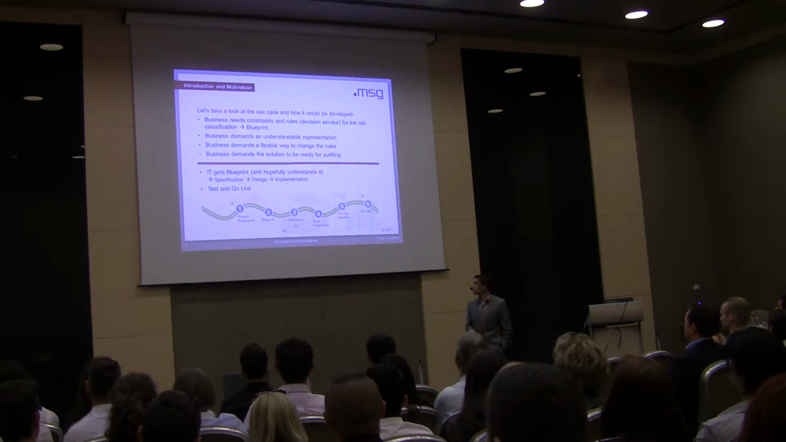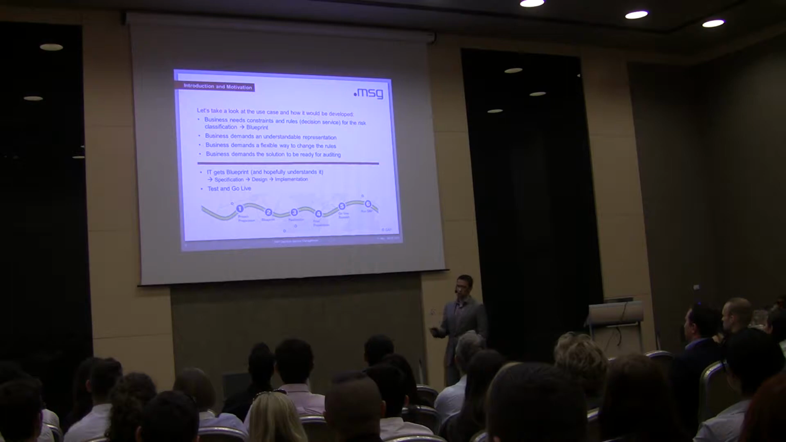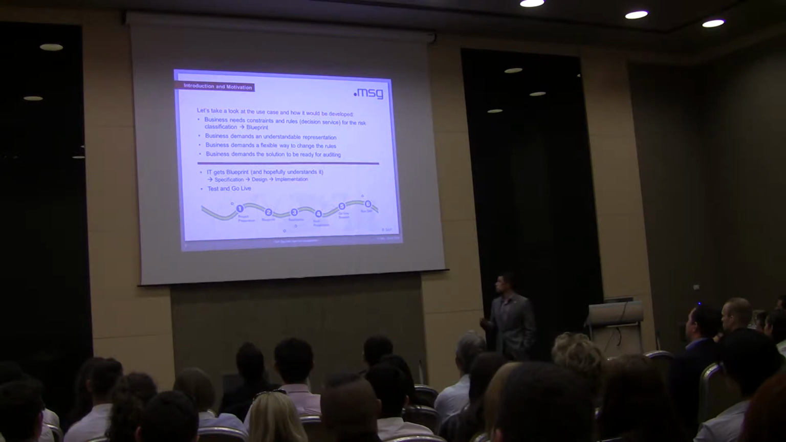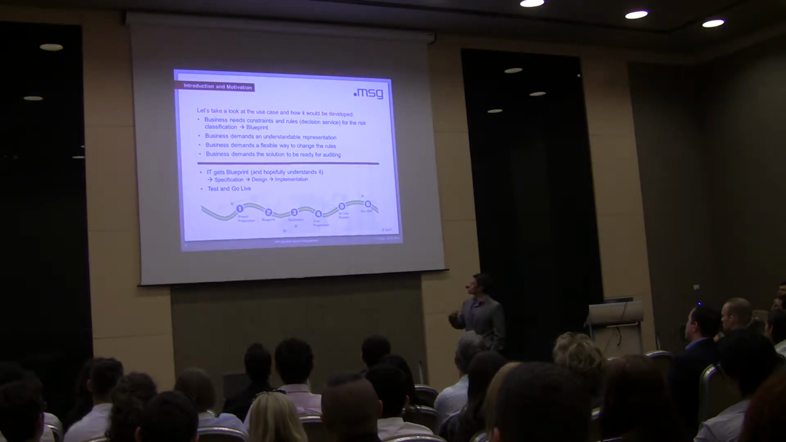Okay. So let's take a look how this use case would be implemented within a classical SAP development project. What would happen? Business has a demand, business has requirements, so business will first write a blueprint where they will write down the constraints and rules, the business rules, or they will define a decision service. Business rules, decision service are nearly equivalent.